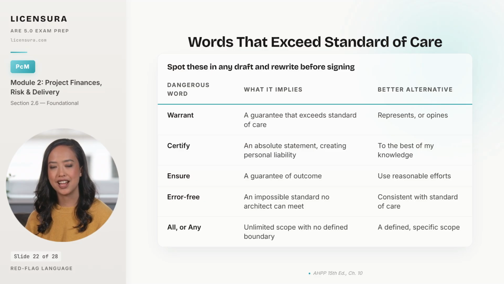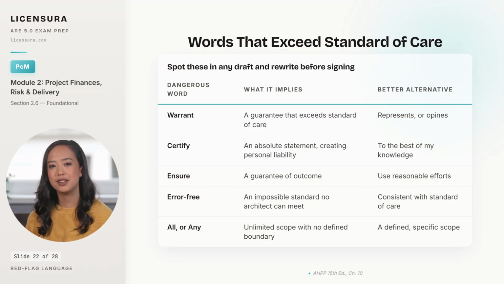The words all and any create unlimited scope. For example, all permits or any code requirement, which converts a defined deliverable into an open-ended commitment. Replace them with a specific listed scope. These are not stylistic preferences. They are the difference between a covered claim and a denied claim.